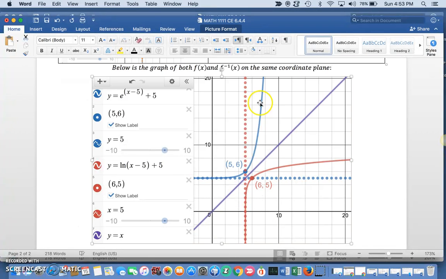Below are both the original exponential that you were given and its inverse, and the line y equals x is here, and everything should be symmetric to that line. I hope you can see that. This is a pretty important concept for algebra, and I guess I just love it.